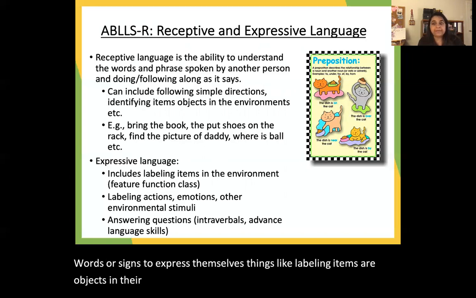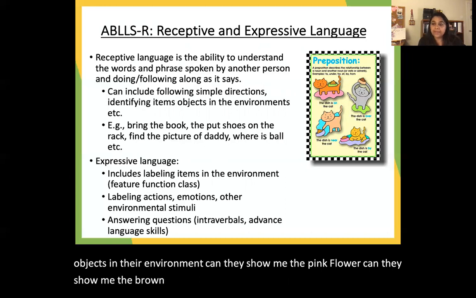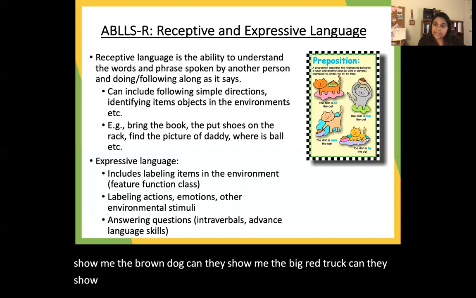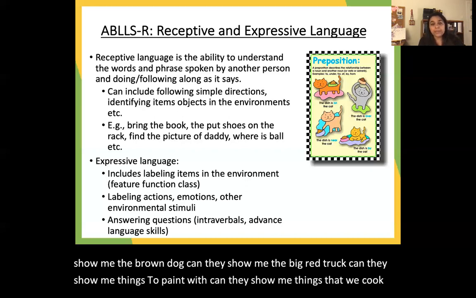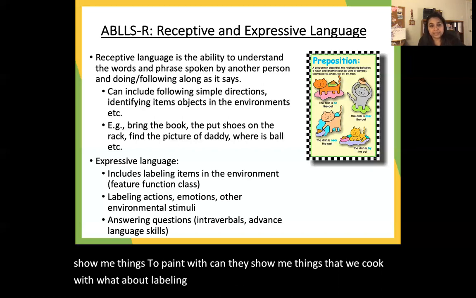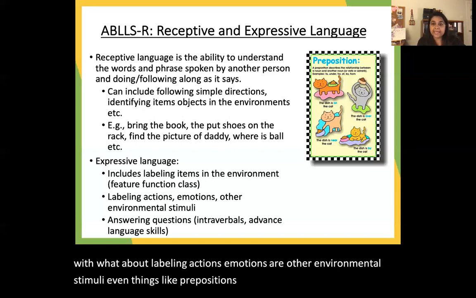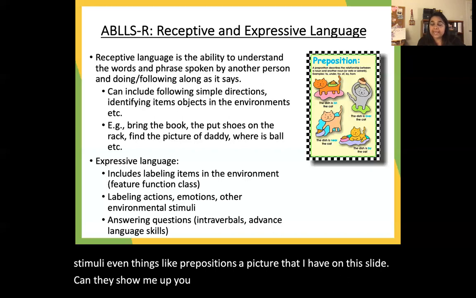Can they show me the pink flower? Can they show me the brown dog? Can they show me the big red truck? Can they show me things to paint with? Can they show me things that we cook with? What about labeling actions, emotions, or other environmental stimuli? Even things like prepositions, a picture that I have on the slide. Can they label that the dish is on the cat?